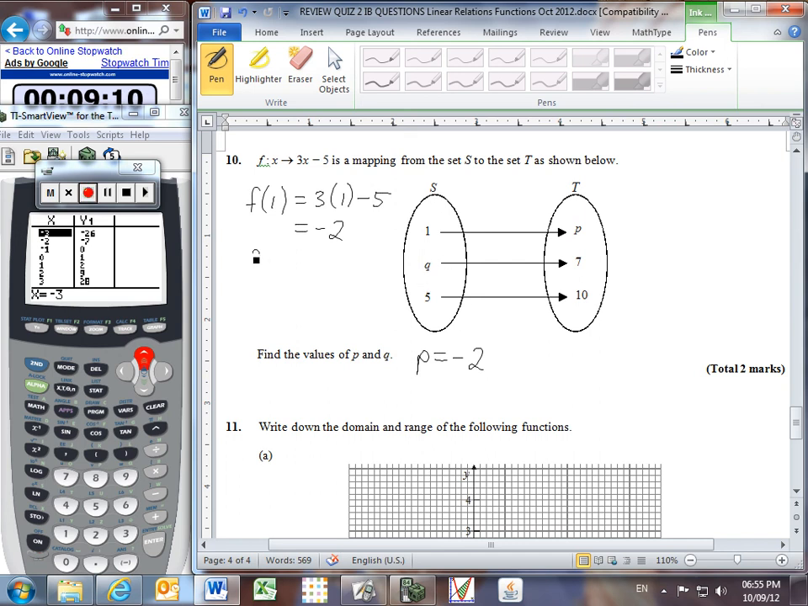Q, however, is an x value. And so if I type in a q, we've got 3 times q minus 5, but we know what it equals. We end up getting a value of 7. So 3q minus 5 is equal to 7. Let's solve that equation. 3q minus 5, that is your function at q, is equal to an output of 7. That means that 3q equals, if I bring the negative 5 to the right, becoming a positive 5, we get 12, divide both sides by 3, and q is equal to 4.